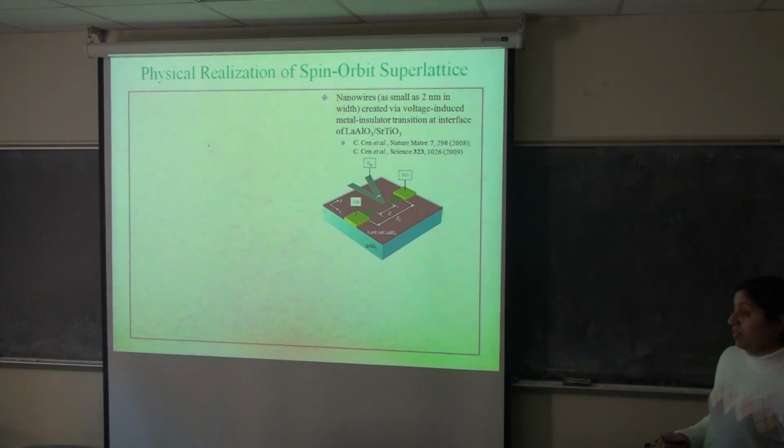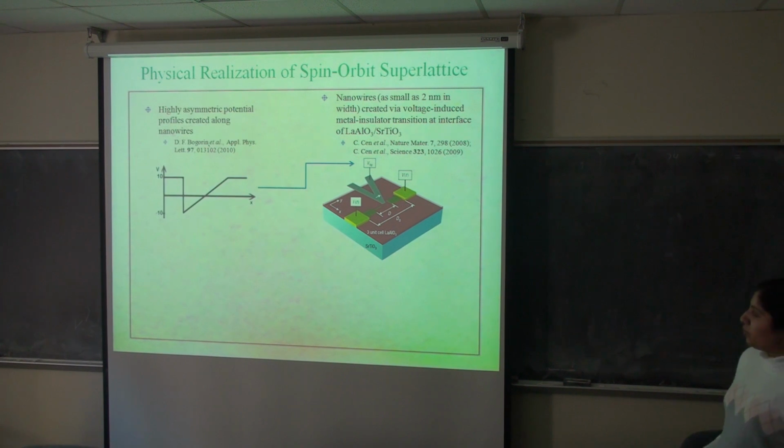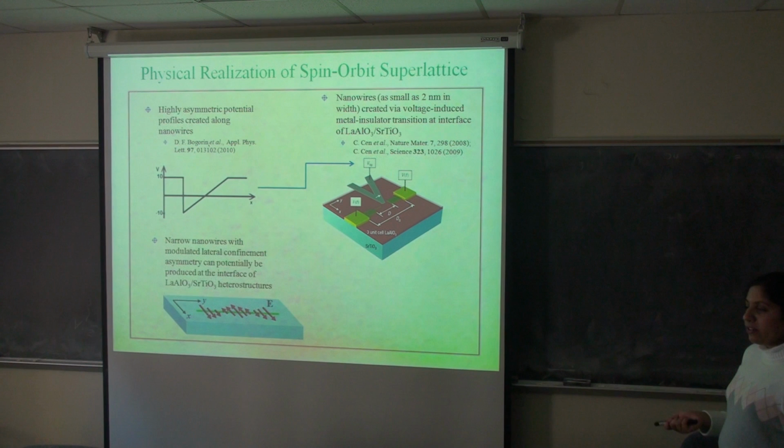So in order for these ideas to be physically relevant, we need to be able to implement them in a real system. And the system of interest in our group is a lanthanum aluminate strontium titanate heterostructure. And in this system, it's been shown that nanowires with widths as small as 2 nanometers can be created at the interface using a local voltage-induced metal insulator transition. It's also been shown in our group that highly asymmetric potential profiles can be built into these nanowires along their lengths. So in principle, we can use the same method to create lateral confinement asymmetry by applying these asymmetric pulses perpendicular to the wire. And if we vary the degree of that asymmetry periodically as we move along the wire, we can produce a spin-orbit superlattice.